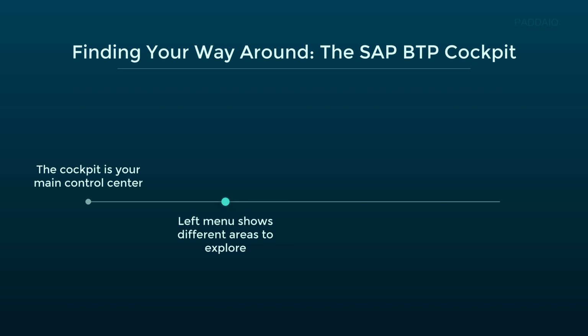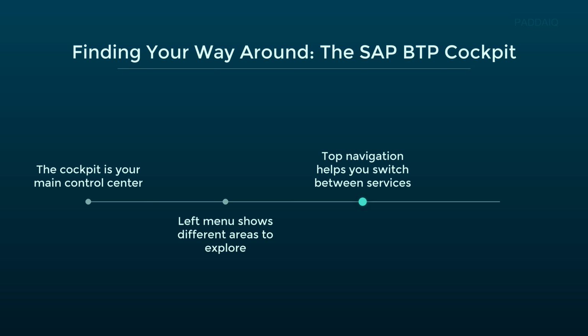Left menu shows different areas to explore. This is the main navigation panel where you access all core services and tools. For instance, you can click Sub-accounts to manage your project spaces, then switch to Services to enable new capabilities. This organized layout ensures you can efficiently find and manage everything you need in the cockpit.